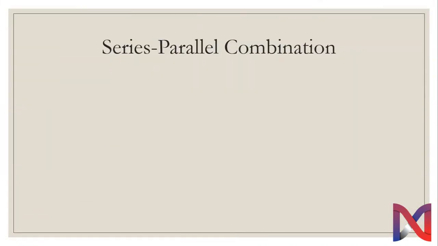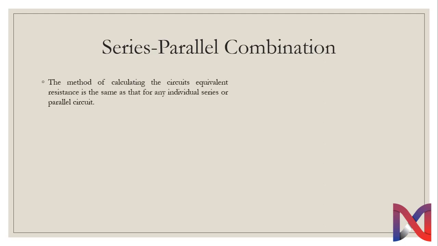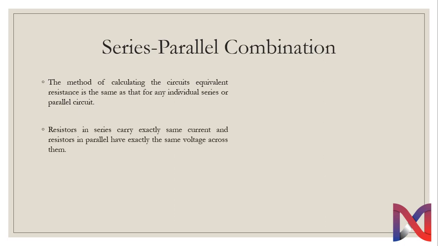First we will move to series parallel combination. The method of calculating the equivalent resistance of a complex circuit is exactly the same as that for an individual series or parallel circuit. Resistors in series carry exactly the same current and resistors in parallel have exactly the same voltage across them. It has been conveyed to you in the previous lab that in a series combination of resistors there is no impact on current. The current remains the same across each of the resistors connected in the chain.